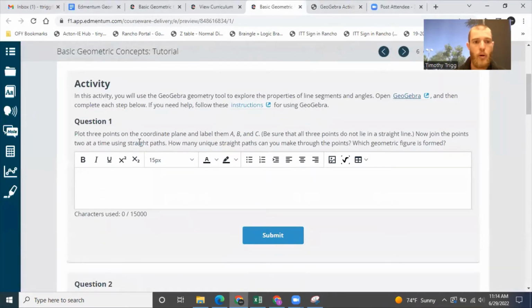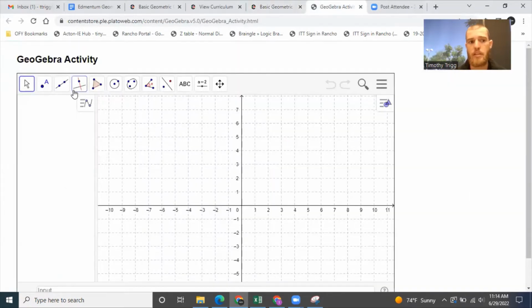Okay, plot 3 points on the coordinate plane, label them A, B, C. Be sure that the 3 points do not lie on a straight line. Now join the points 2 at a time using straight paths. How many unique straight paths can you make through the points? Which geometric figure is formed? So you can put the points anywhere you want.